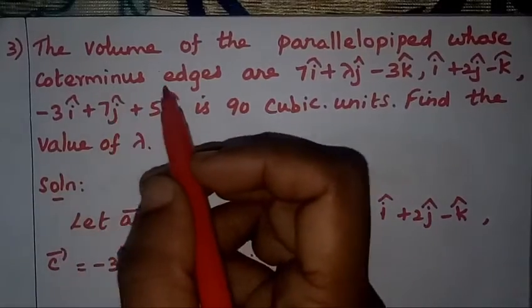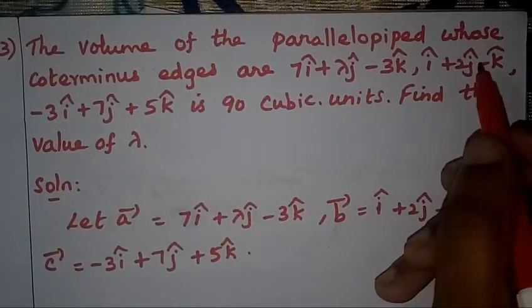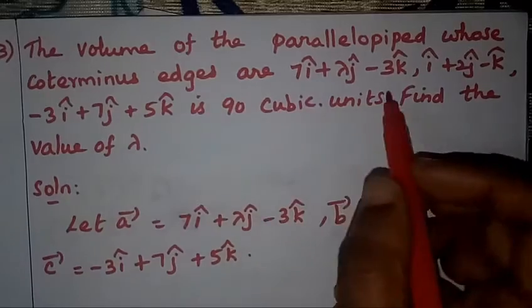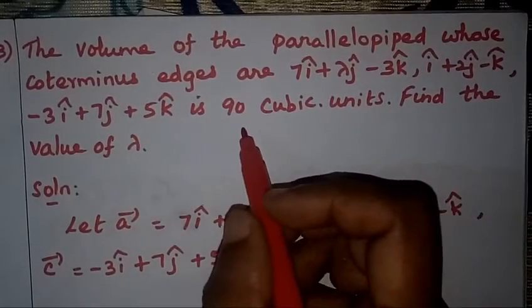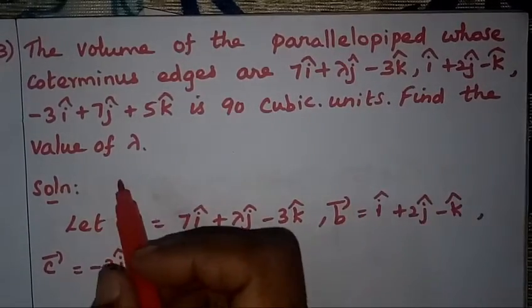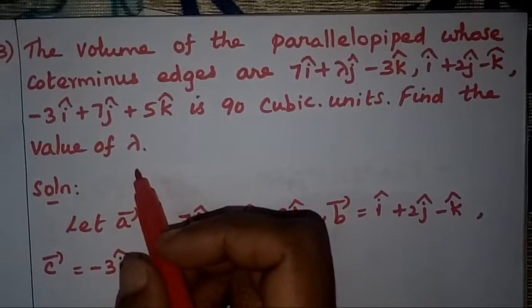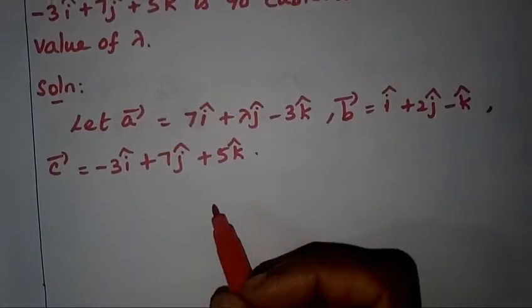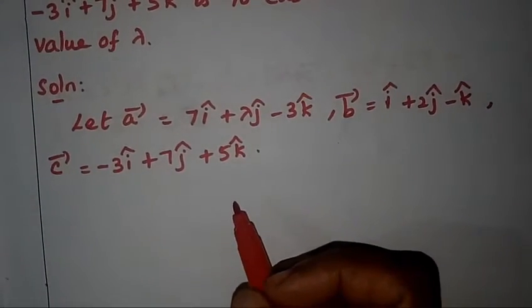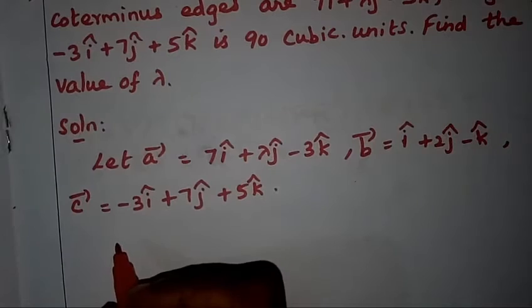Question number 3. The volume of the parallelepiped whose coterminous edges are three given vectors is 90 cubic units. Find the value of lambda. So the volume is given, and we have to find the value of lambda. Take the given vectors as A vector, B vector and C vector.